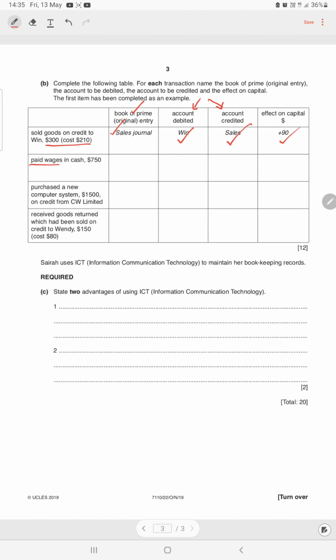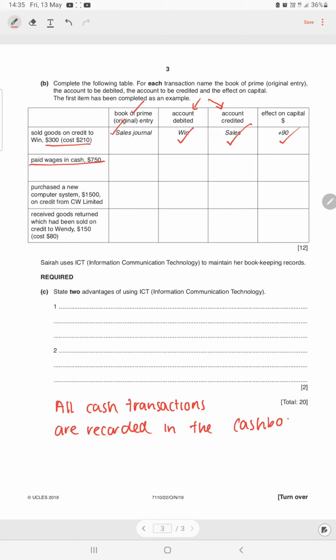Okay, next we'll say paid wages in cash. Remember, all cash transactions are recorded in the cash book. What's the double entry for this then? The book of prime entry is the cash book.